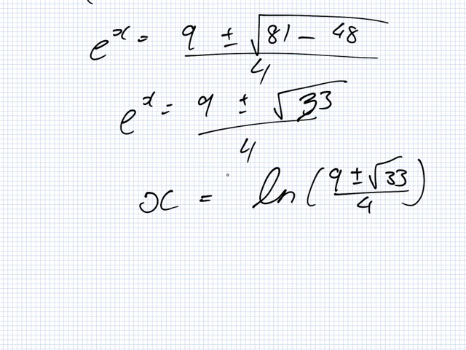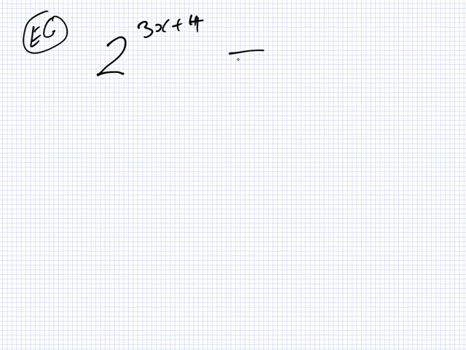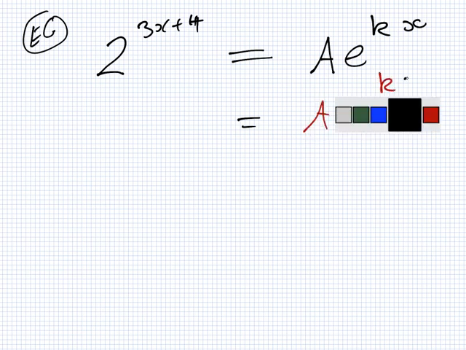Okay, continue. Now, the next thing I want to show you, it's a useful thing to be able to do in maths. When you have something like this, 2 power 3x plus 4 as an example, it's always possible to write it in this form, A e^(kx) for some A and for some k. So we don't know the A and we don't know the k. But it's possible to find A and k, and that's what we're going to look at.